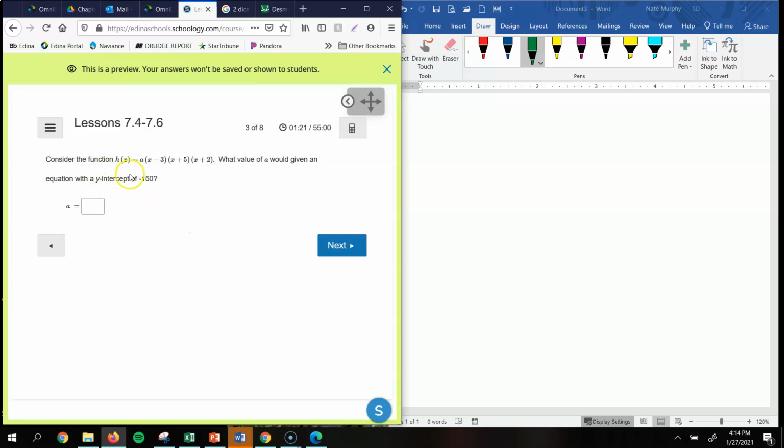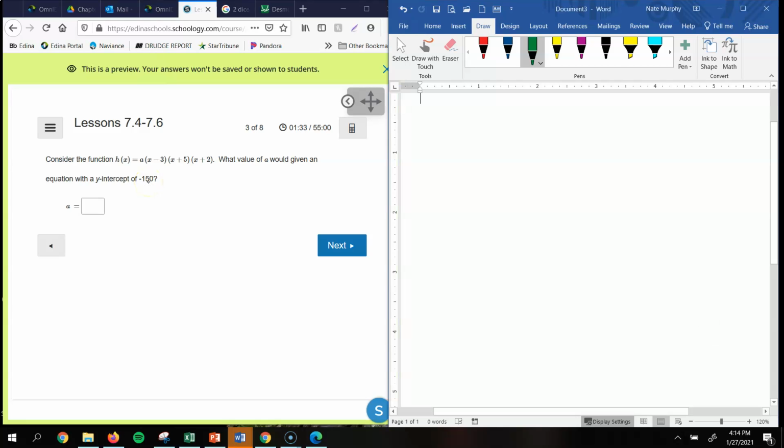All right, so for this one, we're trying to figure out what the value for a would be in this equation if the equation had a y-intercept of negative 150. Remember, that means if you put 0 in for x, you'd get an answer of negative 150. So let's go ahead and do that. If I put 0 in for each of those x's, I'd have 0 minus 3, or negative 3. 0 plus 5 would be 5, and 0 plus 2 would be 2. So if I put 0 in for those x's, we know the y-intercept would be negative 150.